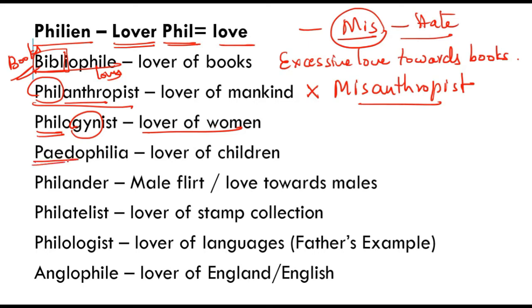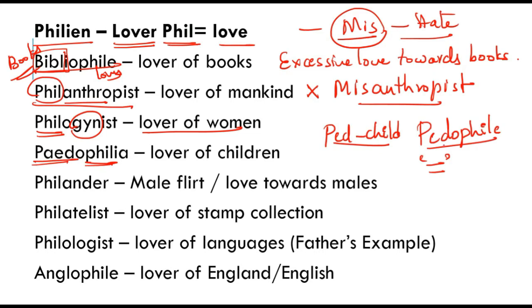Pedophilia. Ped, few minutes ago I told you, ped actually means child. Ped is a root word which means child or children. Phil means love. Excessive love towards children is actually called pedophilia. In fact, there is a word called pedophile. If you are a person who is attracted, in other words, sexually attracted towards children, you are actually called a pedophile.